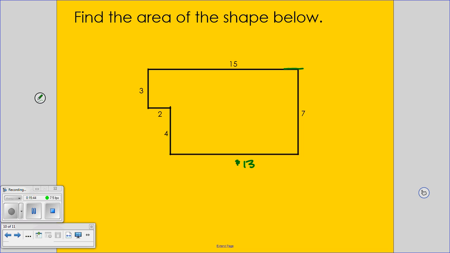No. We haven't found any area yet. Does anyone know how to find the area of this crazy shape? Do you have an equation for that crazy shape? No, but what can we do? Renee? Break apart. We need to put it into two small rectangles. Renee, come break apart this shape into two small rectangles.